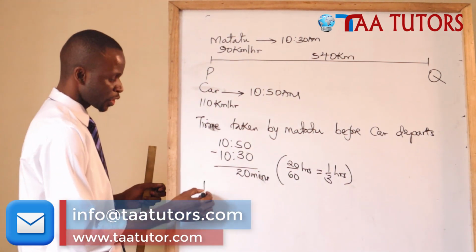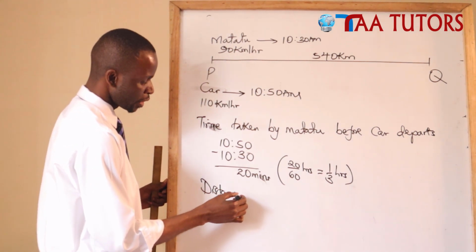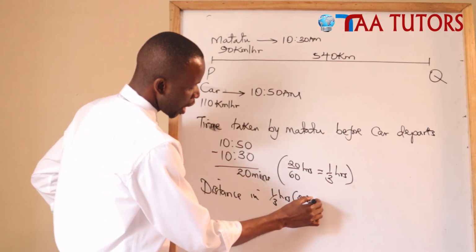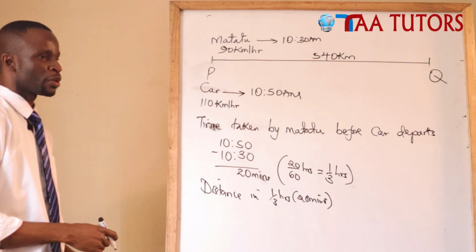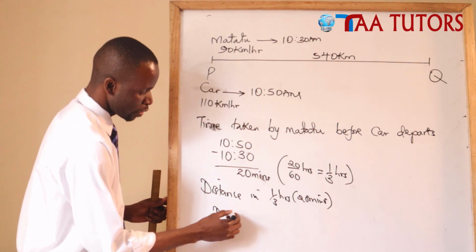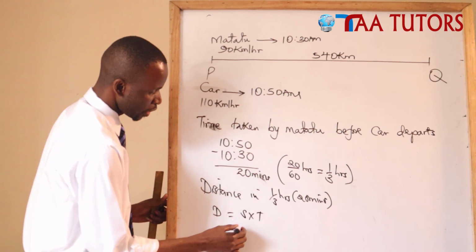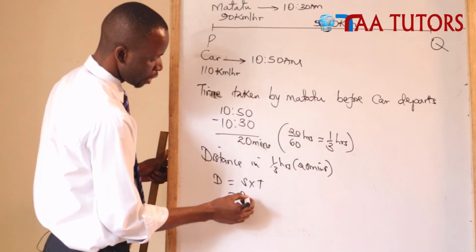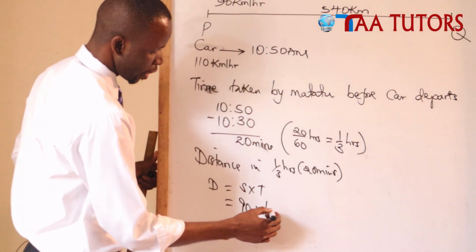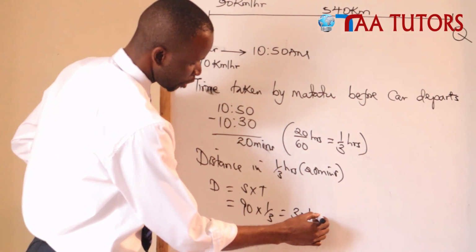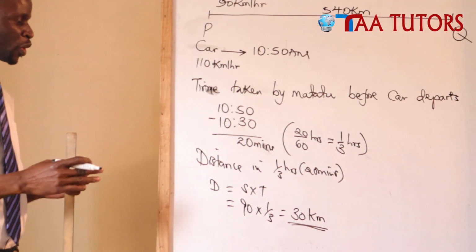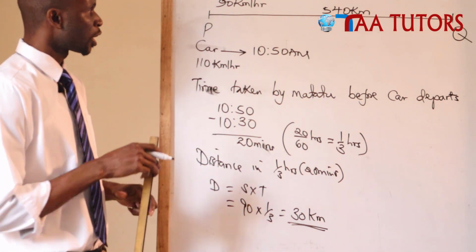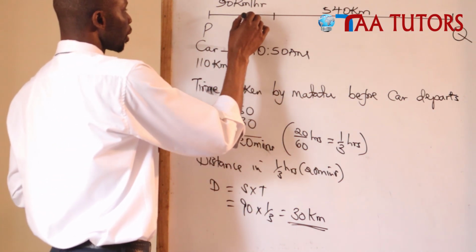What about the distance traveled? Distance in a third hours or in 20 minutes. How much distance is covered by the matatu at this particular time? We know distance equals speed times time. And the distance here will therefore be speed of the matatu, 90 kilometers per hour, times a third hours. That will give us 30 kilometers. So before the car leaves town P, the matatu has covered 30 kilometers away, assuming it's up to here, 30 kilometers.